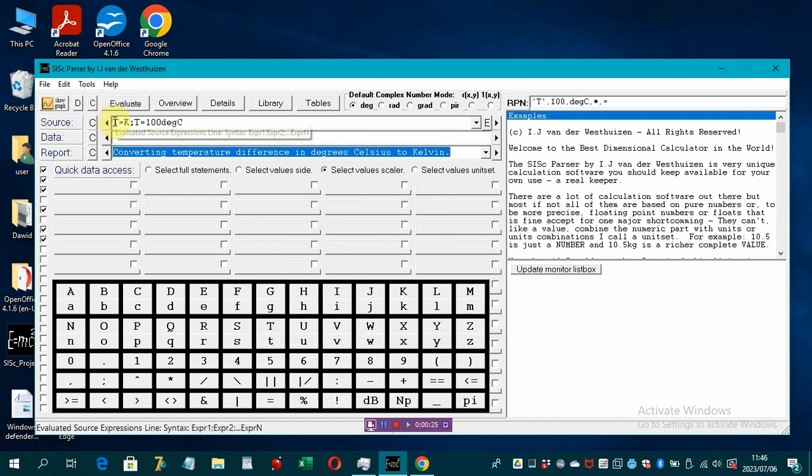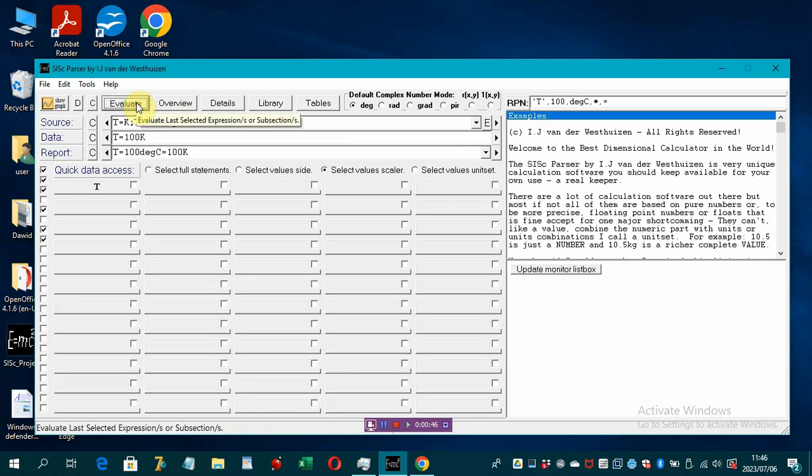There you see T for temperature equals Kelvin, and then we have T equals 100 degrees Celsius. Remember, this is not temperature as scale, this is temperature differences we're talking about here. So it's a relative conversion. Okay, let's do it. Hit the evaluate, and we got 100 Kelvin. So basically 100 degrees Celsius is exactly, as temperature difference, equal to 100 degrees Kelvin. So I'm going to stop the video now, or pause it.